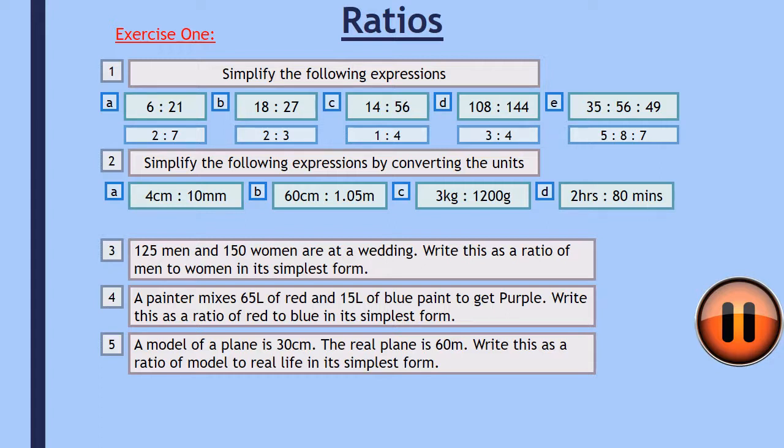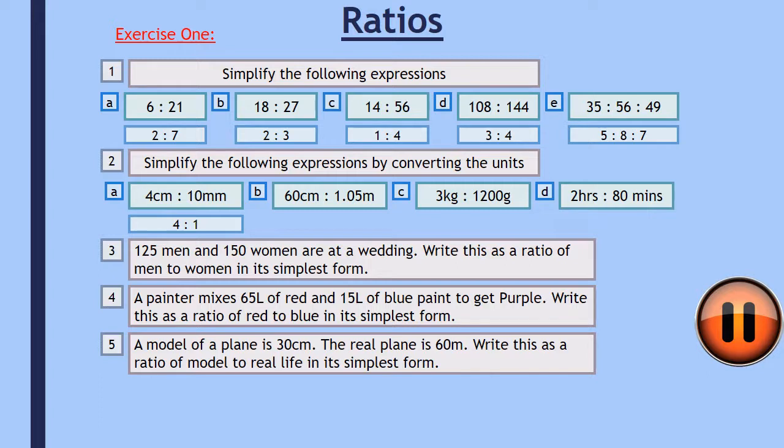It says simplify the following expressions by converting the units. We have to convert the units first. So 4 centimeters to 10 millimeters. 10 millimeters and 4 centimeters, not the same unit of measure. So we need to make them the same. 10 millimeters we know is the same as 1 centimeter. Grab your ruler and check if you don't believe me. So now we've got them the same, 4 centimeters to 1 centimeter. Can we simplify any further? No, we can't. So our answer is 4 to 1.